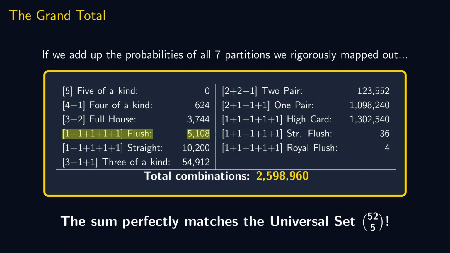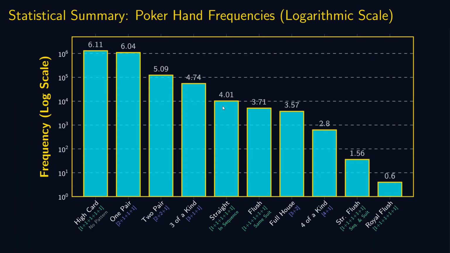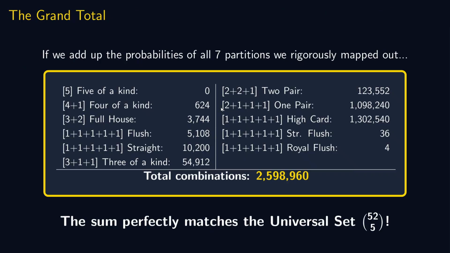3 of a kind contributes 54,912. 2 pair contributes 123,552. 1 pair contributes 1,098,240. High card contributes 1,302,540. Flush contributes 5,108. Straight contributes 10,200. Non-royal straight flush contributes 36. Royal flush contributes 4. Now let us add all of these together.